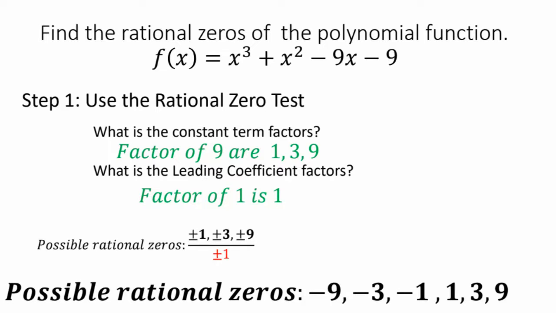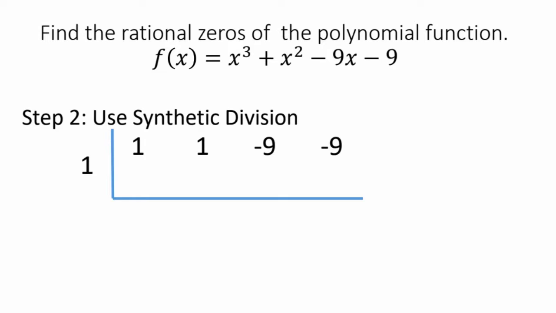So I'm going to be testing plus or minus 1, plus or minus 3, plus or minus 9. I'm going to divide that by its leading coefficient. On this particular problem, my leading coefficient is a value of 1. So that's just plus or minus 1. So when I divide these values, I get these. These are the possible zeros: -9, -3, -1, +1, +3, +9. Okay? So this is a way to find possible zeros using the rational zero test.